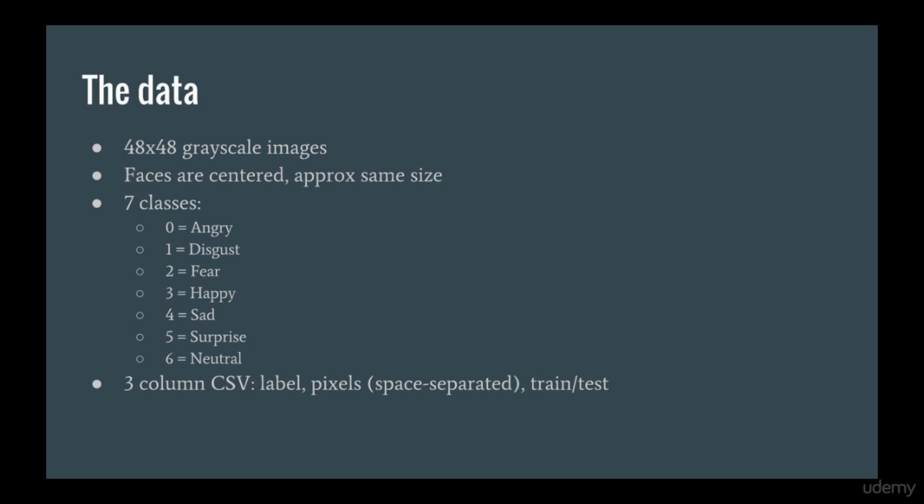The data is in a CSV that comes in 3 columns. The first column is the label, the second column is the pixels in the image, which are space separated, and the third column is a string telling us whether it was part of the train or test set. We're going to ignore this part since we are going to split up the data into our own training and validation sets randomly. So let's look at the images.